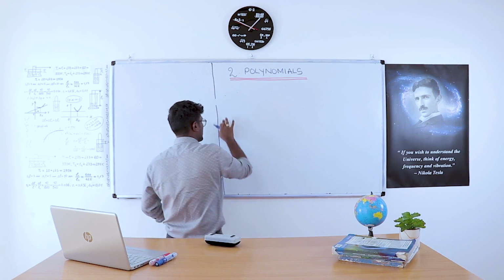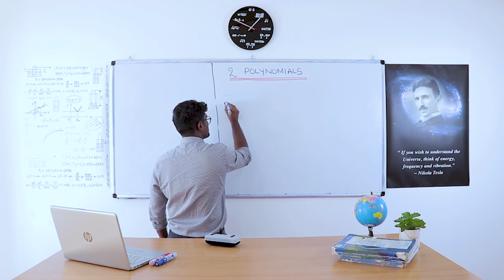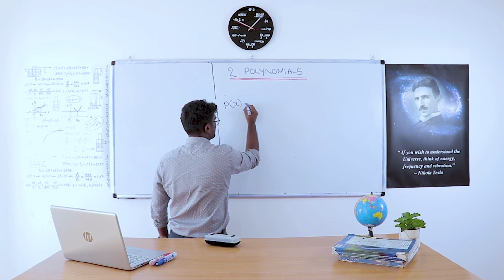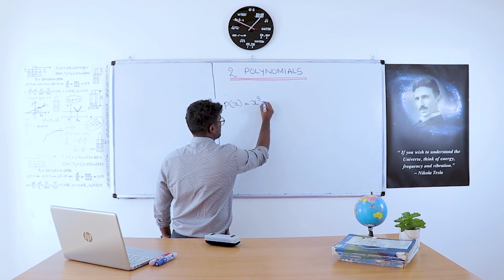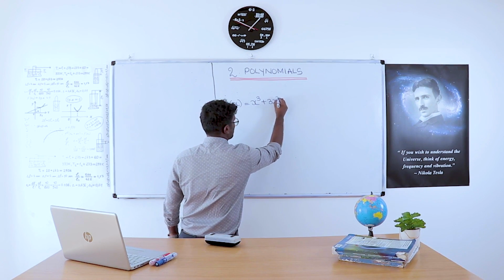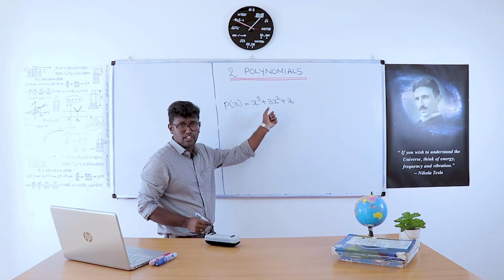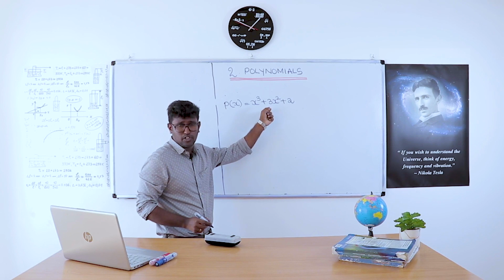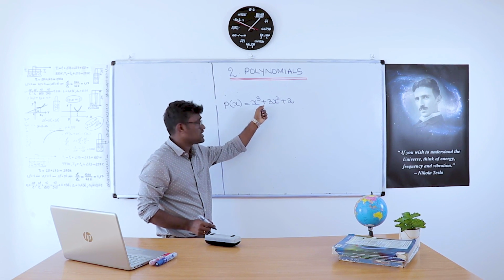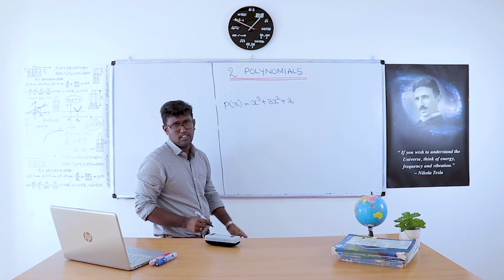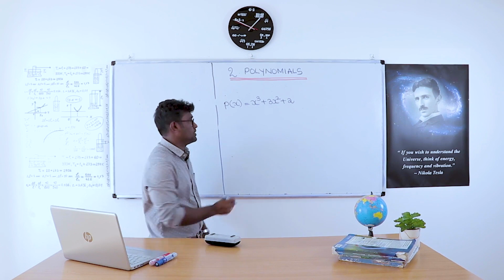So here I write an equation. P of x is equal to x cube plus 3x square plus 2. So from this equation, it is clear that the degree of the polynomial is 3. So it's a third degree polynomial.